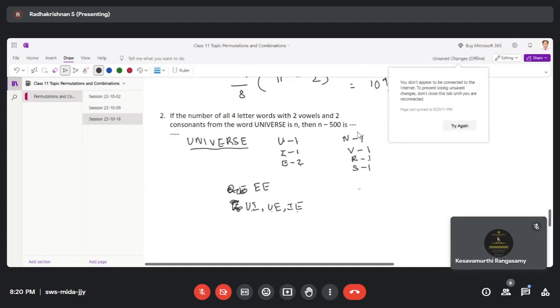So vowels done. Consonants, there are 4 consonants. How many ways can we pick up 2? 4C2. That is 6. There are things like N, V, N, R, N, S, V, R.